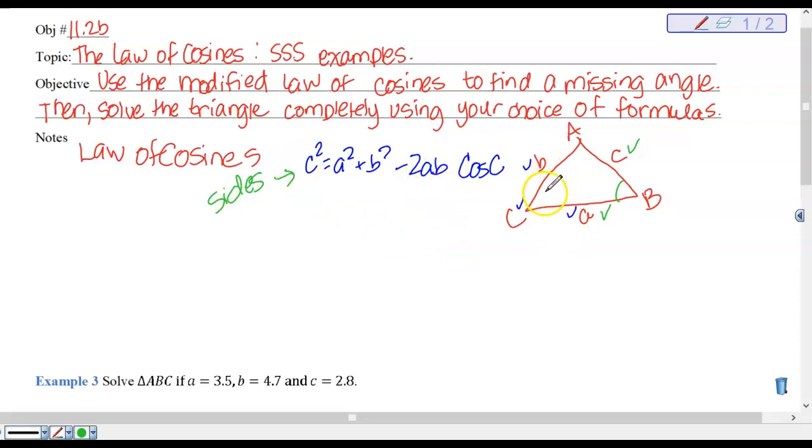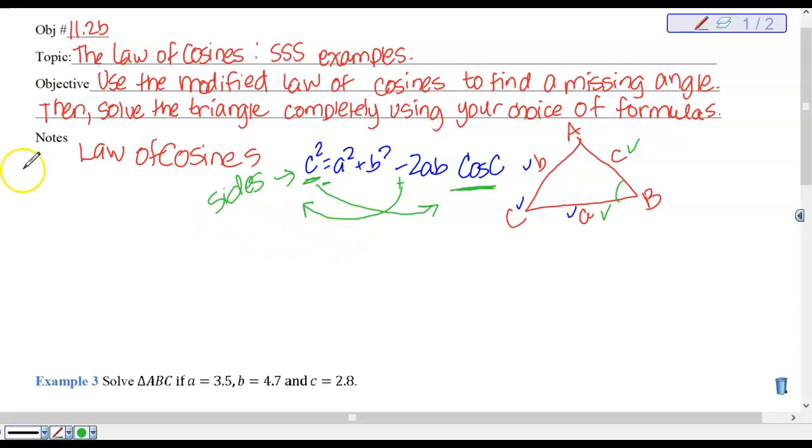So let's say I had all the sides, A, B, and C, and I wanted to solve for angle C. What you could do is modify this formula so that you could isolate the cosine of angle C. Quickly, to do that, I would take this whole quantity and add it over here, and subtract the C squared and put it over there. So I'm going to add this and subtract that.